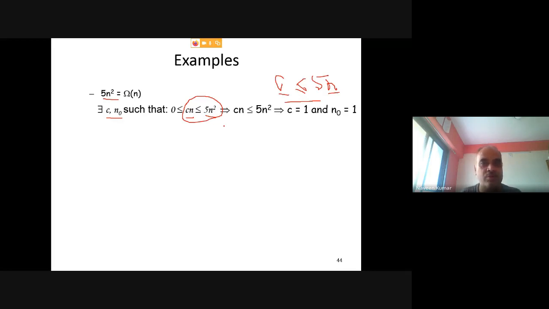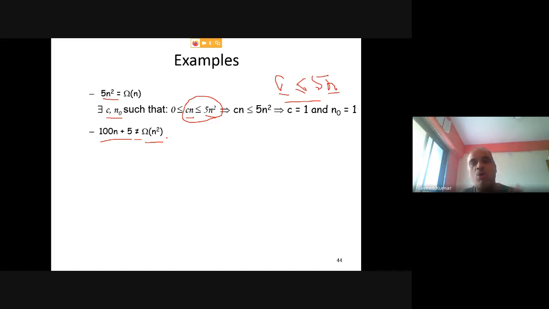So take another example. 100n plus 5 is not equal to omega of n square. Show that this function fn is not equal to omega of n square.